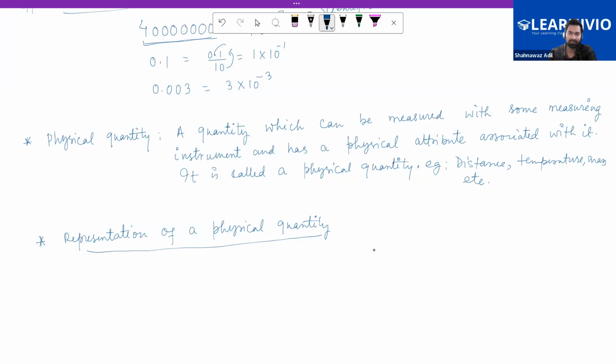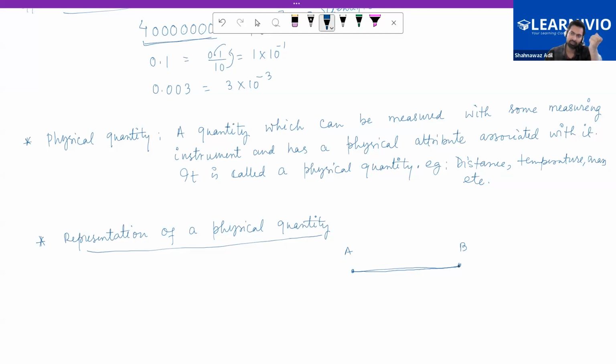Let's say you have a physical quantity, for example distance. Let's say you have this point A and then this point B, and the distance between these two points is whatever. How will I represent the distance between these two points? What are the things which would be associated with the distance?